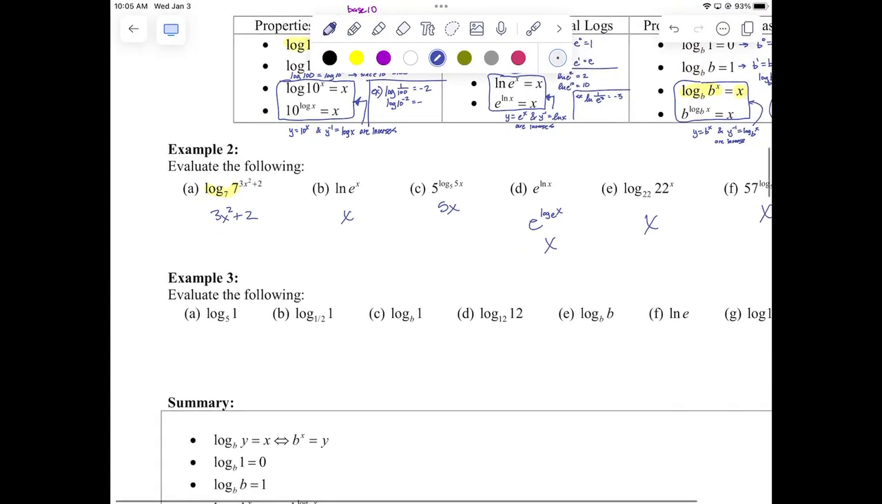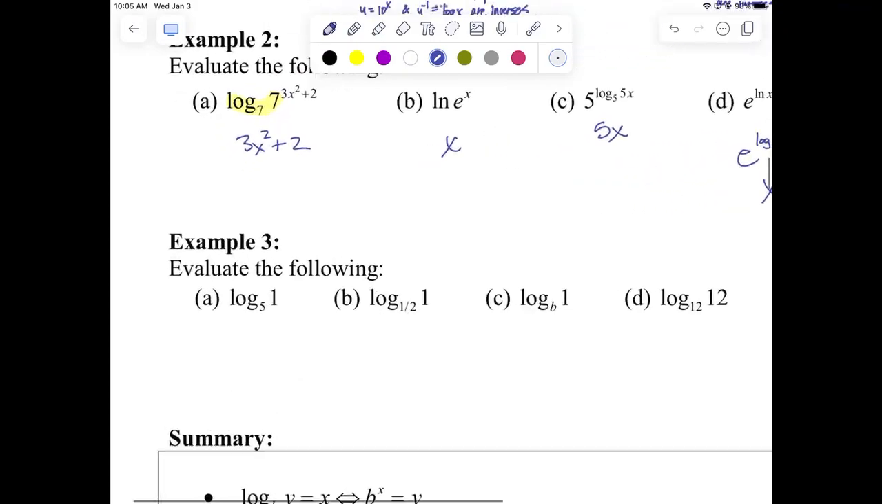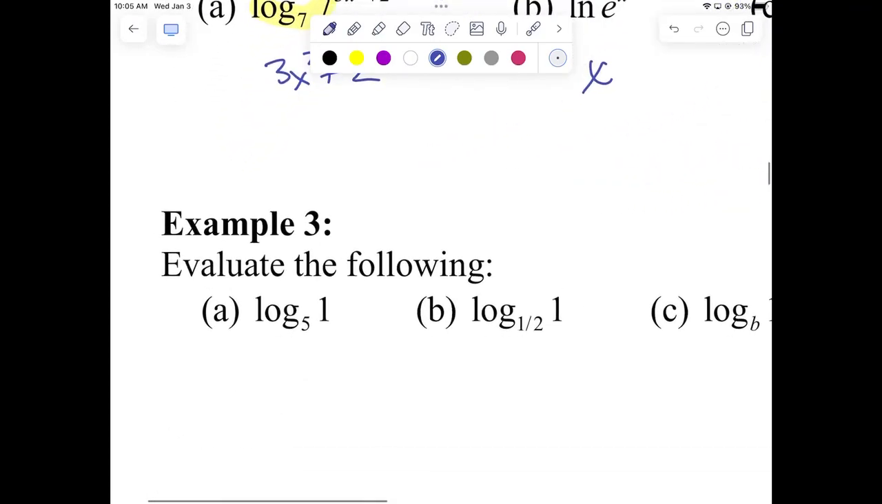All right, let's see if we can get through example 3 and summarize, and we'll call it a day. Evaluate the following. These are all numbers now, like in the beginning when I said let's evaluate it. We're just simplifying. Log base 5 of 1 is equal to some number. What is it? 0, because 5 to what power is 1? 5 to the 0 power is 1.